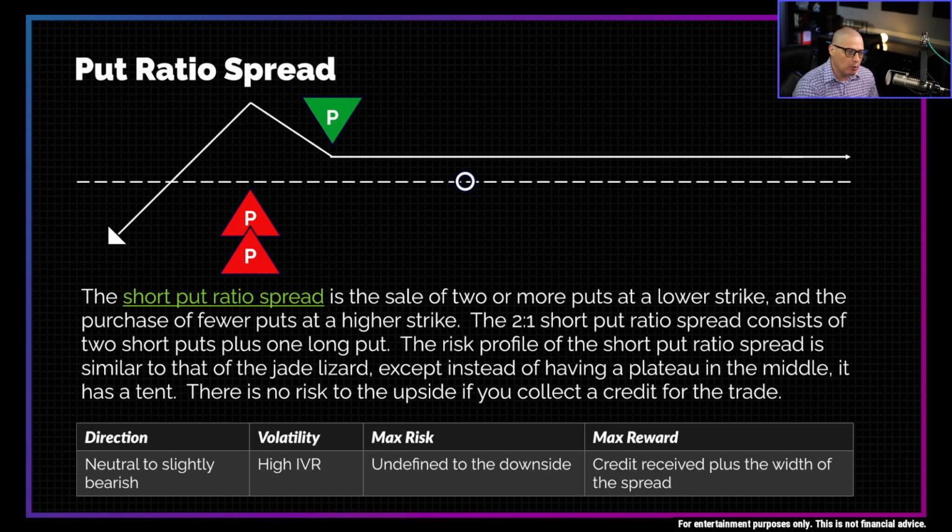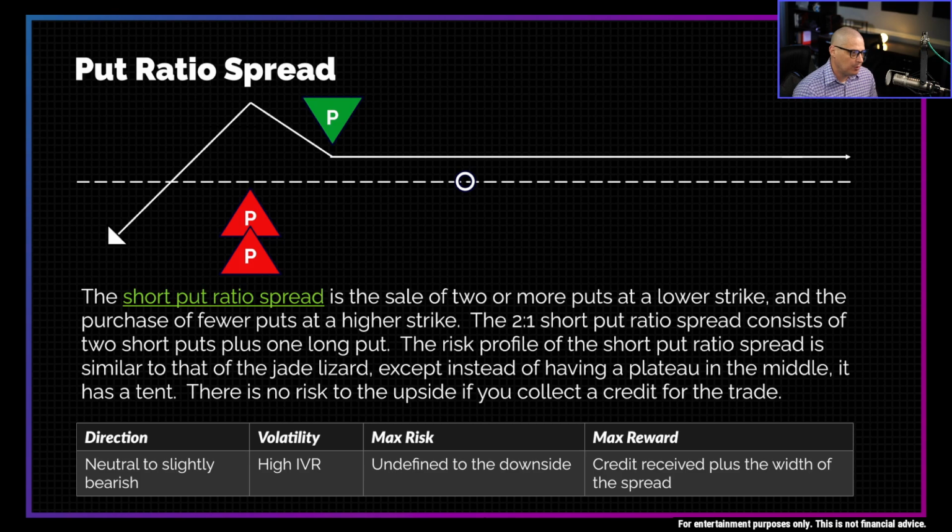The risk profile of the short put ratio spread is very similar to that of the Jade Lizard. If you're familiar with the option strategy known as the Jade Lizard, it has a very similar looking risk profile in that it has a body and a tail, but on the Jade Lizard, the body has a plateau. It's flat in the center instead of having this peak, this kind of like church steeple in the center, right? It's more of a tent kind of area.